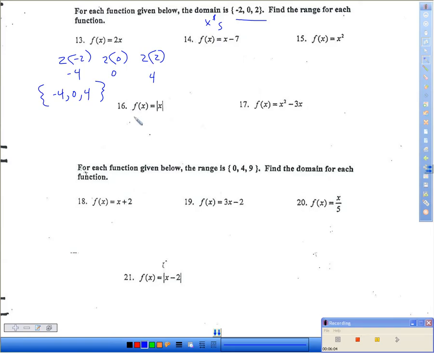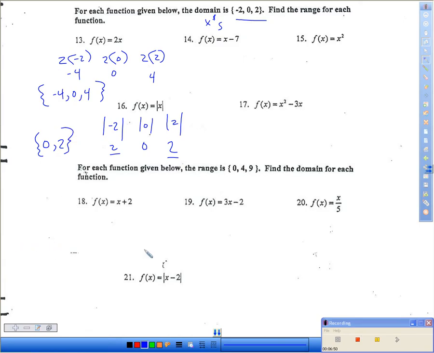Let's look at number 16. On number 16, it says f of x equals the absolute value of x. So we're going to take each of these x values and put it in place of x. So the absolute value of -2 is 2. Then we need to do the absolute value of 0. Absolute value of 0 is 0. Then we need to do the absolute value of +2. Absolute value of 2 is 2. When we write that as a set, we're only going to include the 2 one time, even though it appears twice. So we would write that just as 0, 2.